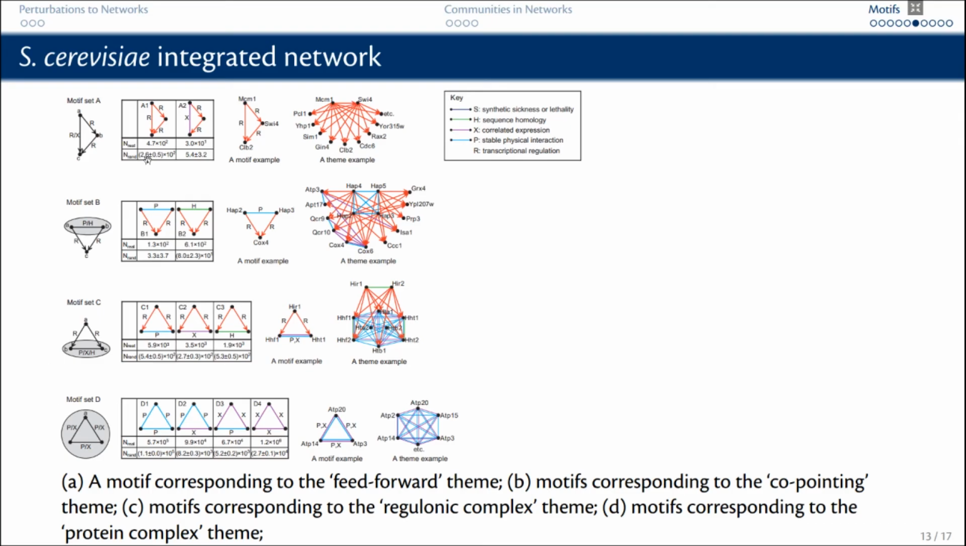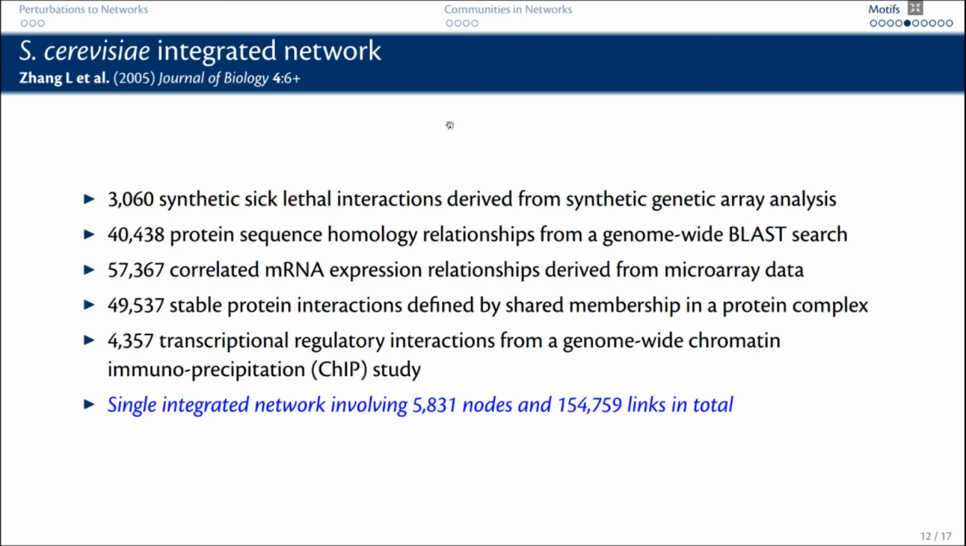There are other motifs corresponding to the co-pointing theme, regulonic complex, and so on and so forth. So all these you can see have different significances, different patterns, and if you dig deeper, they also have different colors which correspond to different types of interactions. So there is a nice granular description of the motifs in this case. It's a very nice study that was published in the Journal of Biology in 2005.